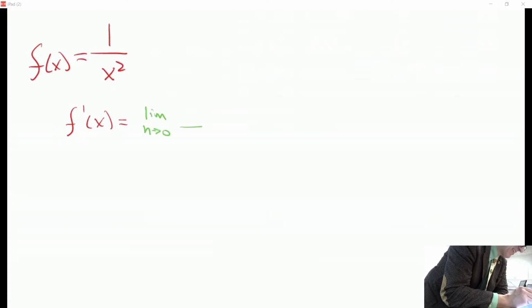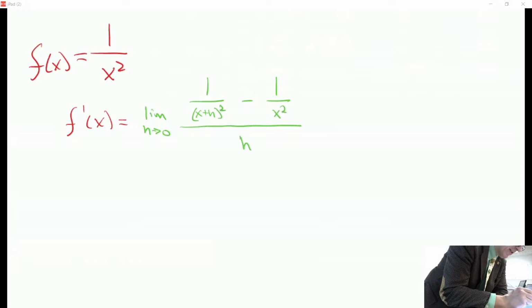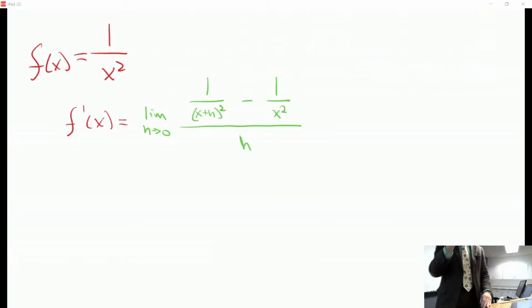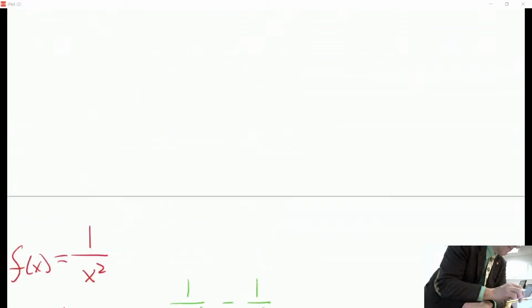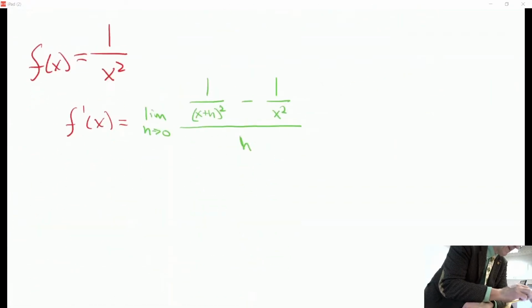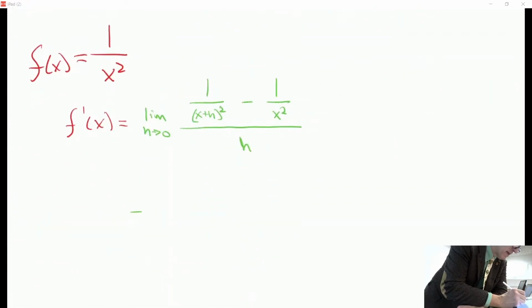So let's do this. So this is going to be 1 over x plus h quantity squared minus 1 over x squared, over h. You've done things like this, haven't you? I made you suffer with things like this. Well, we're going to learn a shortcut, just like you knew it was coming after this shortcut up here. It's like, well, there must be a shortcut here. Yes, there is, and it will come in red in just a minute.